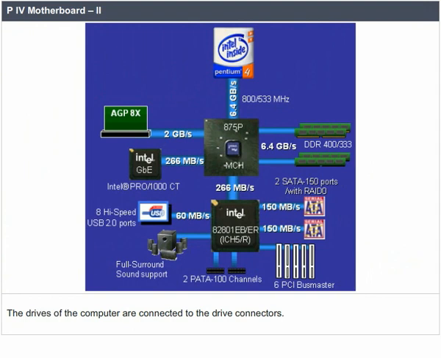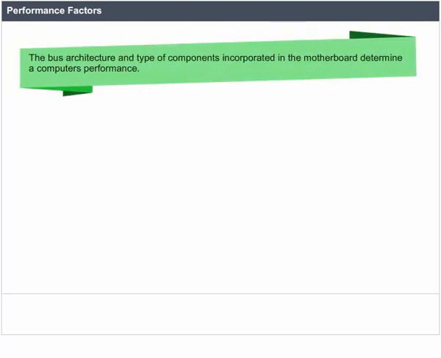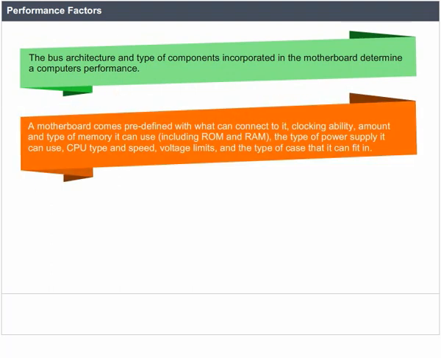Performance factors. The bus architecture and type of components incorporated in the motherboard determine a computer's performance. A motherboard comes predefined with what can connect to it, clocking ability, amount and type of memory it can use, including ROM and RAM, the type of power supply it can use, the CPU type and speed, voltage limits, and the type of case that it can fit in.